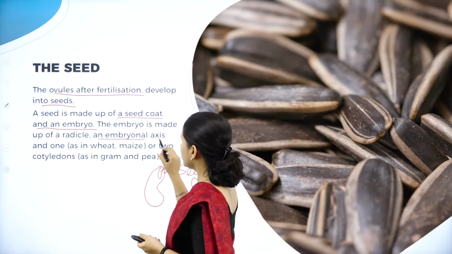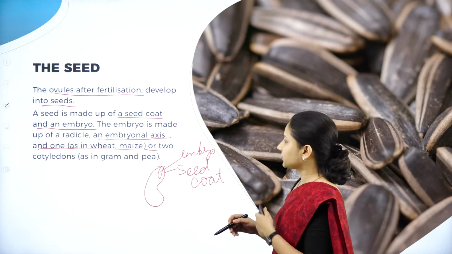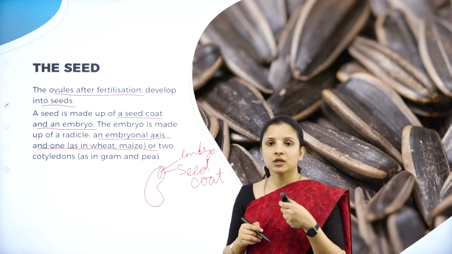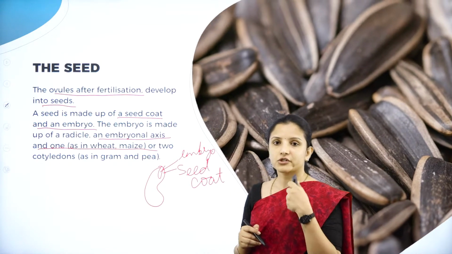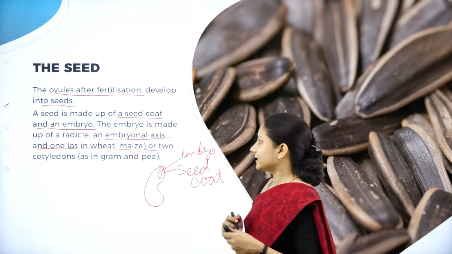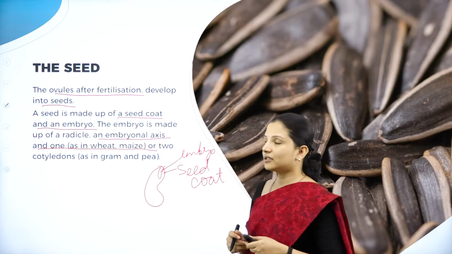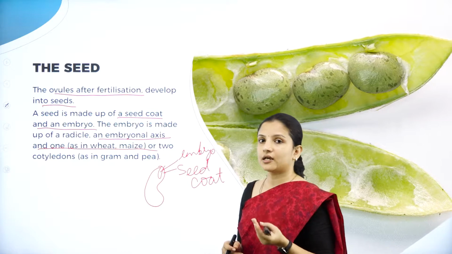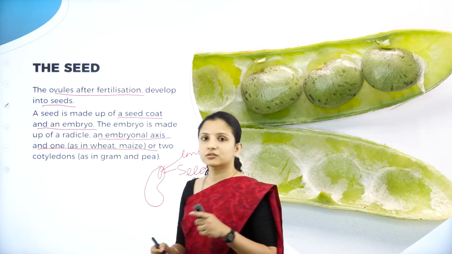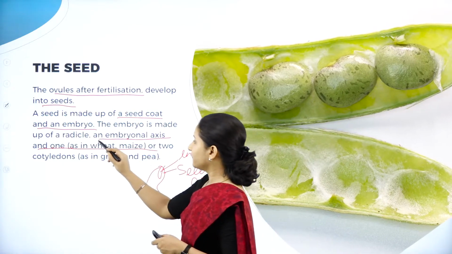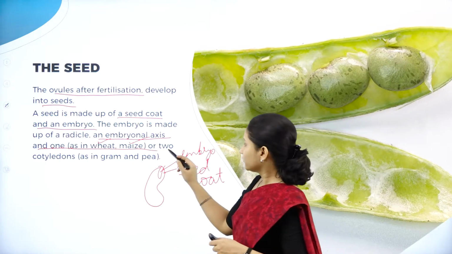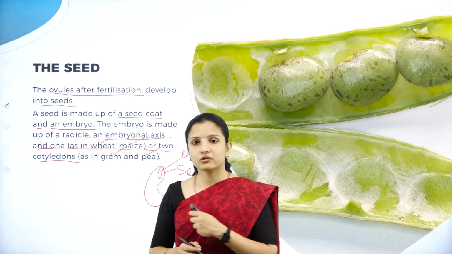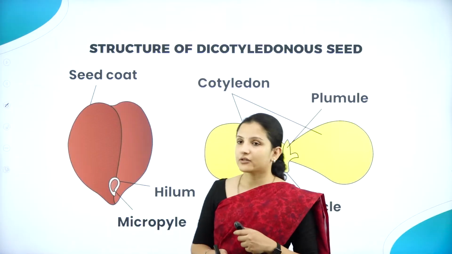And next there is an embryonal axis present in the seed. So the embryo is made up of a radicle and an embryonal axis. Why? Because it is from the embryo that the plumule will form and the radicle will form, and from the plumule the shoot will arise, and from the radicle the root will arise. And also in seed there are two types. One is monocotyledon and the other one is dicotyledon. So monocotyledon is wherein they have only one cotyledon, as in the case of wheat and maize, or some seeds may have two cotyledons, as in the case of gram and pea. So these are the different examples of the monocotyledon and the dicotyledon seed. So this is the general structure of the seed.